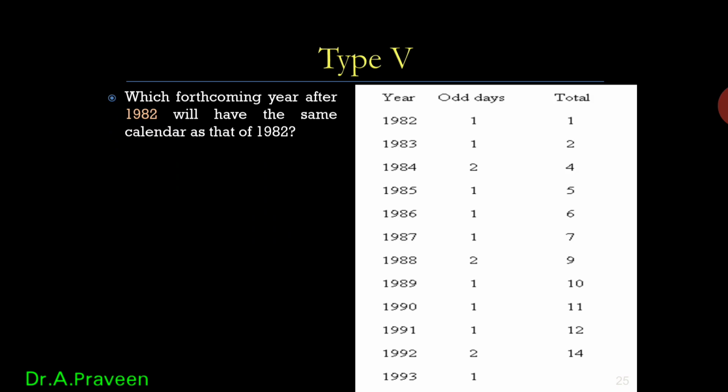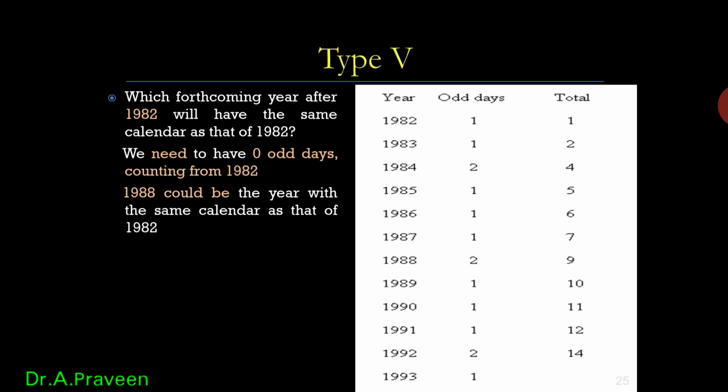And the next year, which follows 1992, that is 1993, may have the same calendar as that of 1982. We find that 1993 is not a leap year and the given year 1982 is also not a leap year. So therefore we conclude that the year 1993 will have the same calendar as that of 1982. I have written the description.